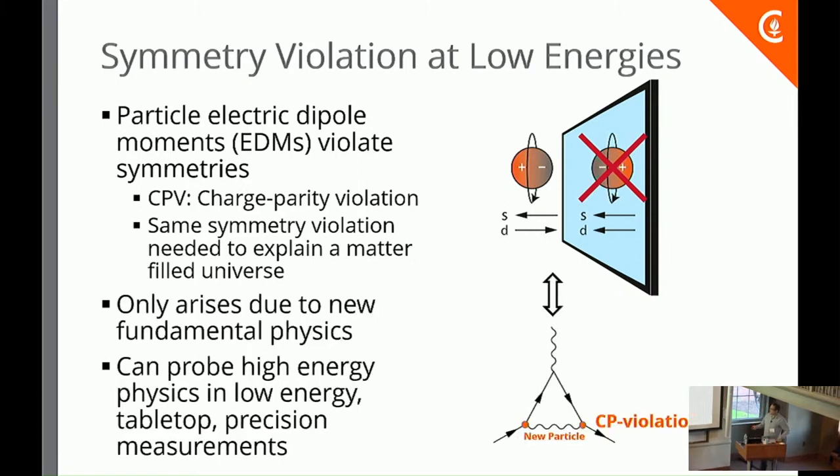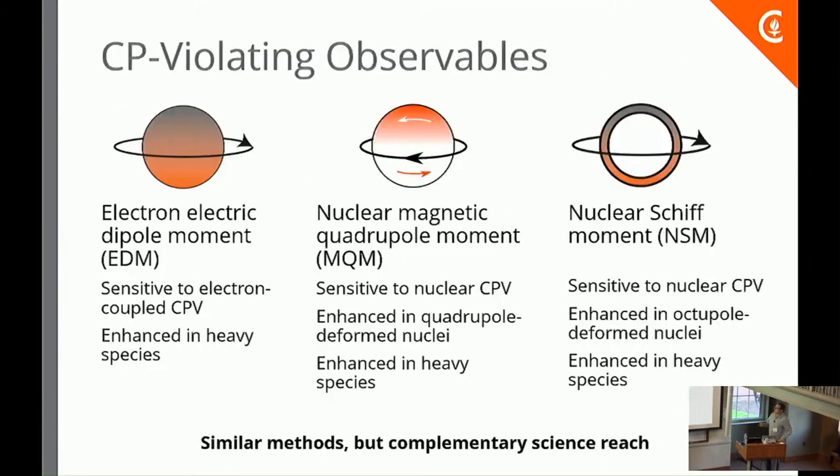And can only arise due to either new or very interesting fundamental physics. For example, new high energy particles or forces that couple to the electron in a CP violating manner. But we can probe this physics in a low energy tabletop setting using precision measurements. There are three observables that we're most interested in that show up in atoms and molecules that violate these symmetries. There's the electric dipole moment of the electron. But then there are two nuclear moments, nuclear magnetic quadrupole moments and nuclear Schiff moments.